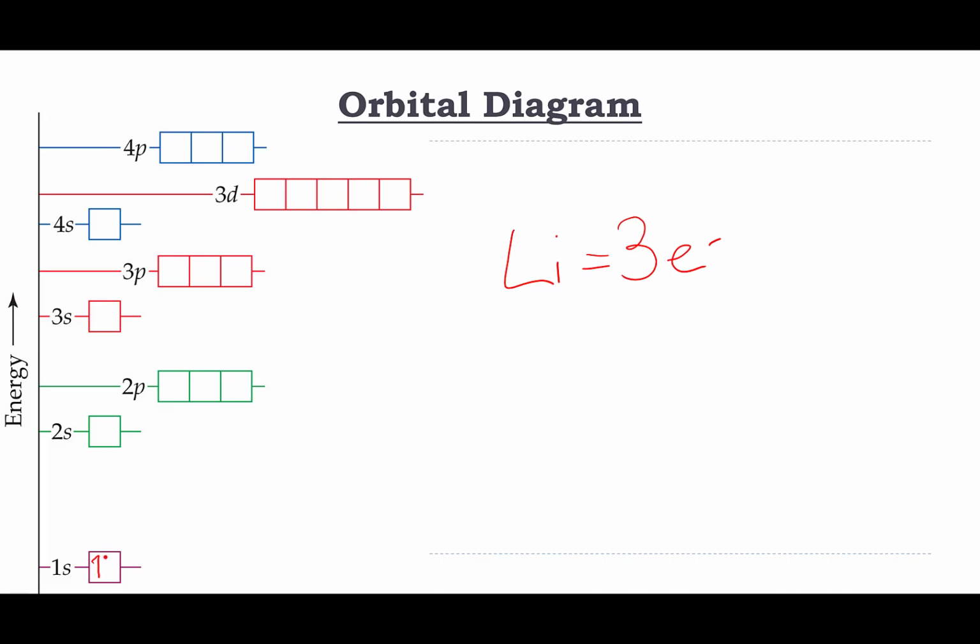The second electron is also going to go into 1s. That orbital is now full. It has 2 electrons. It's full. I can't put any more in. So then we're going to go to the 2s, and we're going to put 1 electron there. So this is the orbital diagram for lithium.